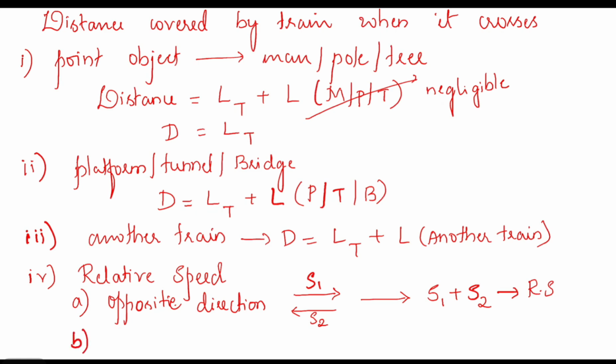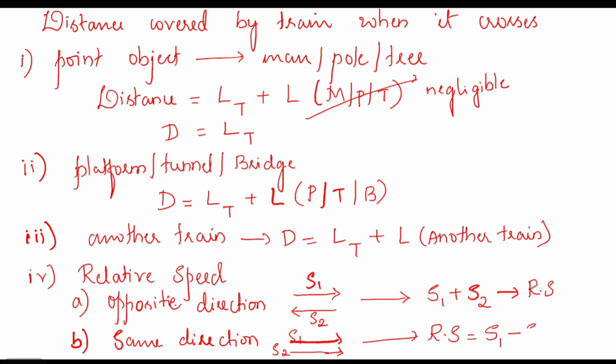Then the second condition is when two bodies are moving in the same direction, that is, both are moving in one same direction. So if this is s1, this is s2, that time relative speed is given by s1 minus s2. That time both the speeds get subtracted. When the two bodies are moving in opposite direction, the speeds get added, and when they are moving in the same direction, the speeds get subtracted.